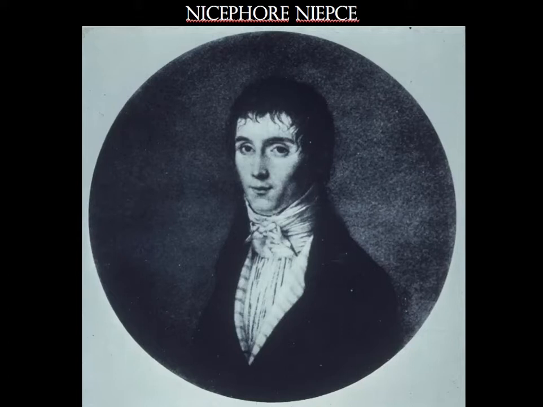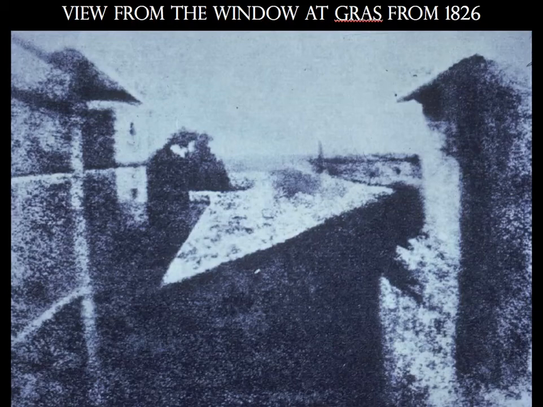It was covered with bitumen of Judea, an asphalt compound, and he sets this on his windowsill, pointing out toward his estate, which in the center of the image you're basically seeing chicken coops. And after 8 hours of exposure time, we have the view from the window at Gras, our very first photograph in 1826. After the exposure time, he takes the plate out of the camera obscura, rinses it with the saltwater solution, holds it upside down over heated iodine to bring out this latent image.